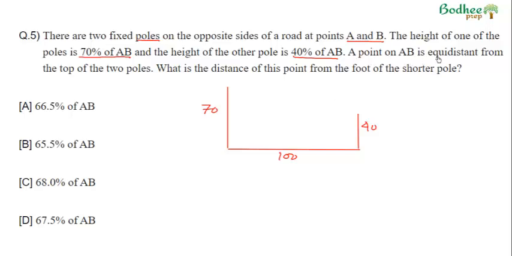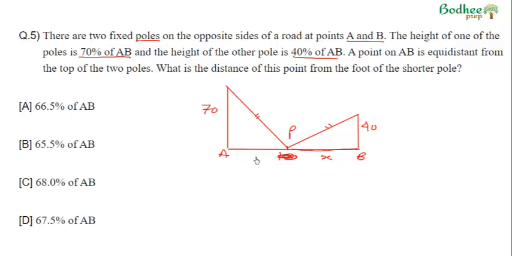Further, say that a point on AB is equidistant from the top of the two poles. So there is a point on this which is equidistant from the top of the two poles. So let us assume that this point is here. So what it's saying is that these two lengths are equal, correct? Say this point is P and this is A and B. So we need to find the distance of this point from the foot of the shortest pole. So we have to identify this length, right? So let me assume it to be X.